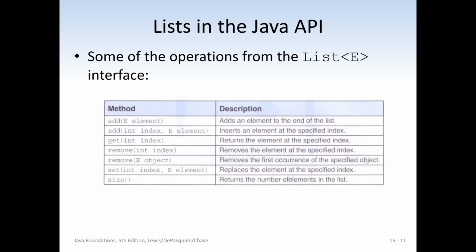Like I said, there are the canonical list operations, and then there are the ones that people use, because there's lots of stuff you like to do with lists that is not canonical. So we can add an element, which adds to the end. We can insert at a specific index. We can return the element at a specific index. We can remove the element at a specific index. We can remove a particular object. We can set, which means replace the element at a specified index. Or we can ask how many elements are in the list.